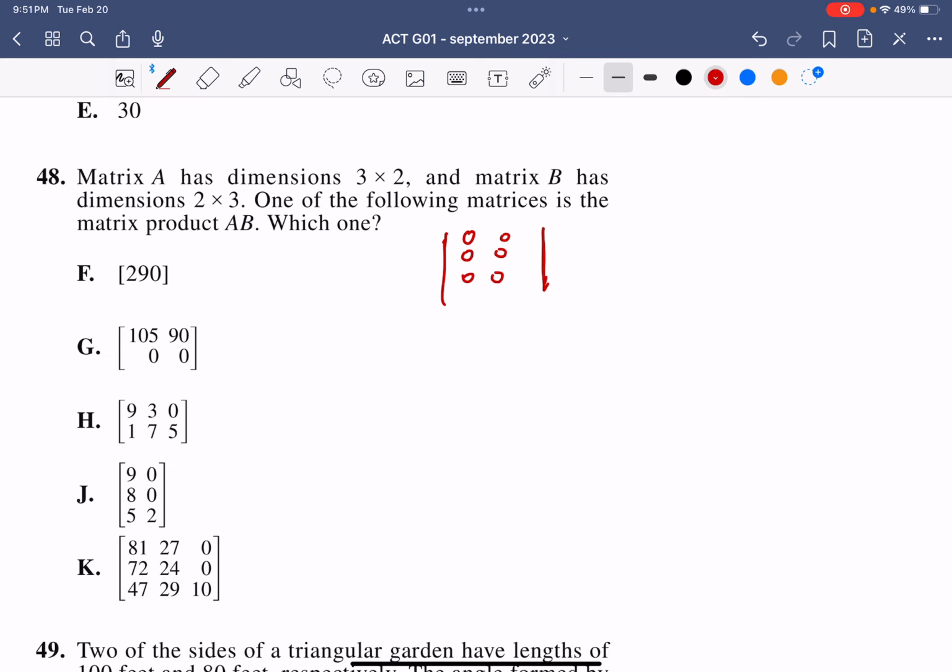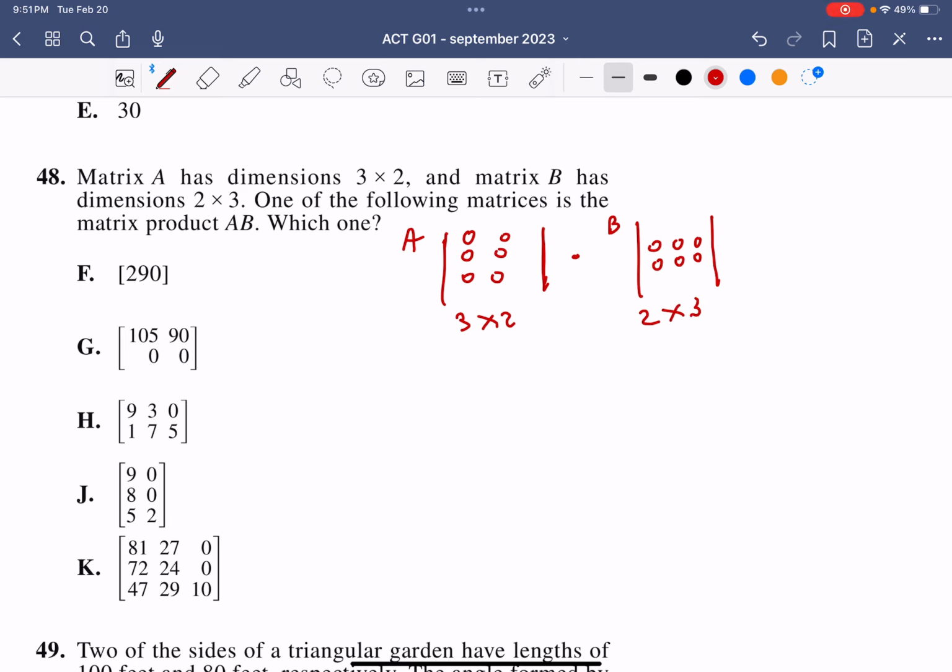So this is matrix A, and it is 3 by 2, and we're multiplying this by matrix B, and matrix B is 2 by 3. I'll just use zeros as well. So 0, 0, 0, 0, 0, 0. Just erase this part here, make it clear. And that is a 2 by 3.